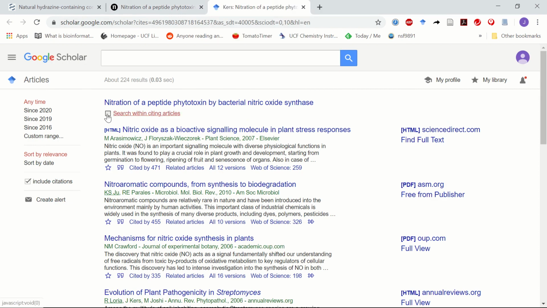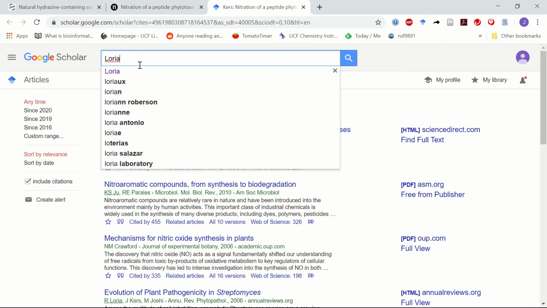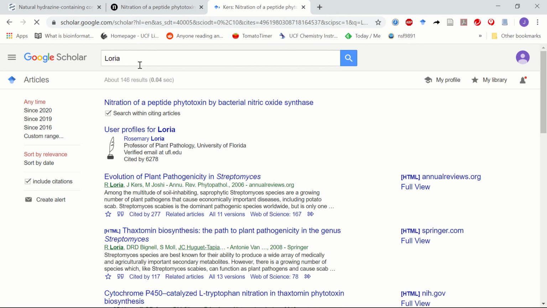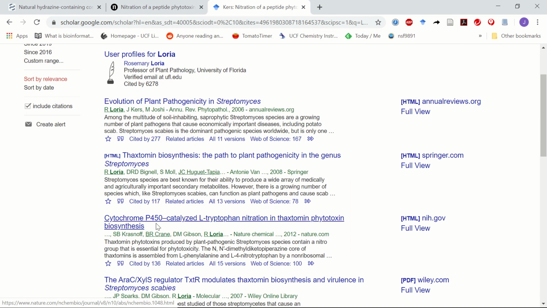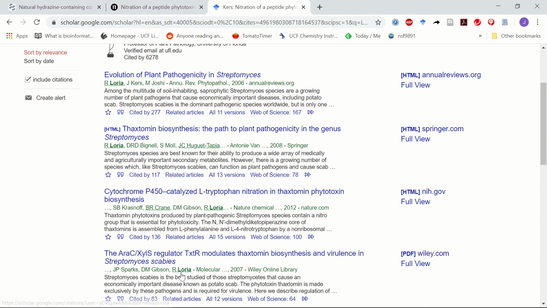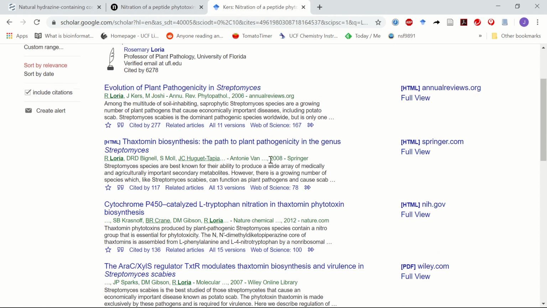What we can do is click this search within citing articles, type in Lauria, so that it finds only articles that have Dr. Lauria's name in them, or preferably as an author. And so what you see is that you get a new list that's been whittled down that only has Dr. Lauria as an author on the paper.